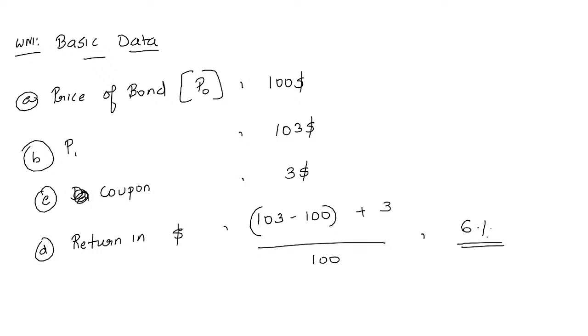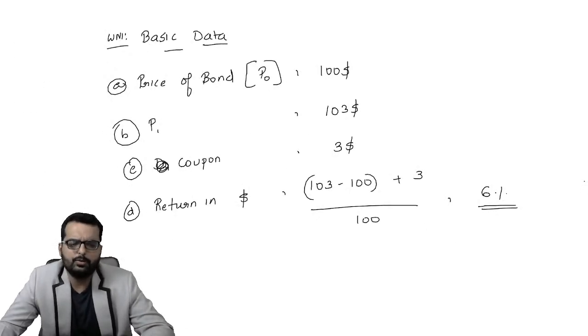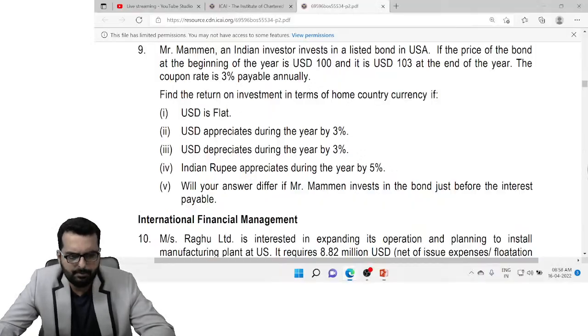I believe you're all done writing this, friends. Now, here I have got the return in dollars. But the problem is the investor is actually from where? The investor is coming from India, right?